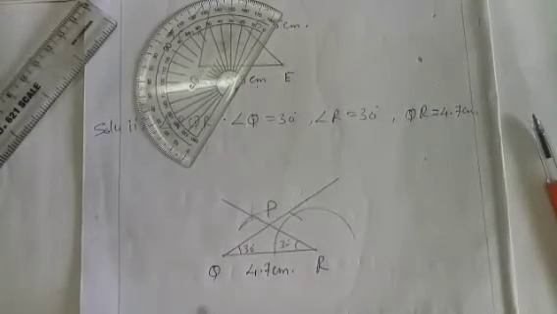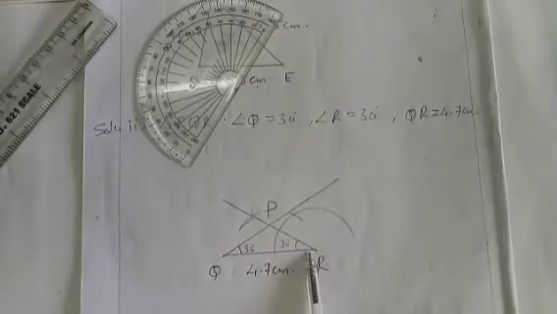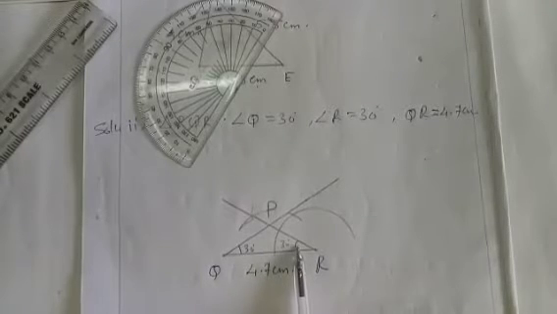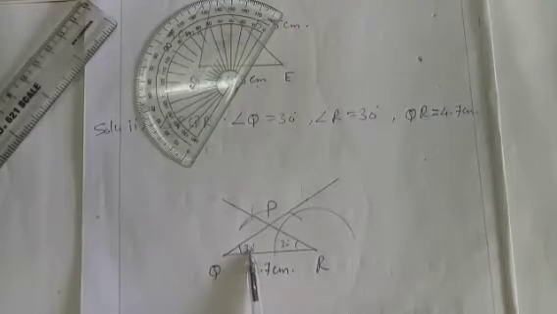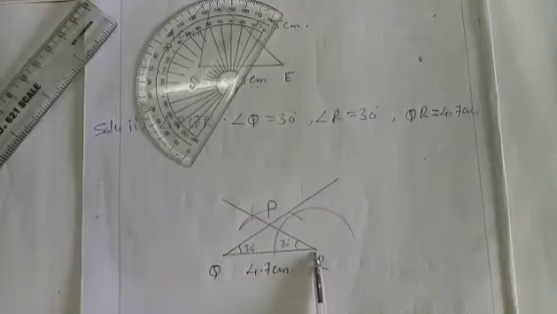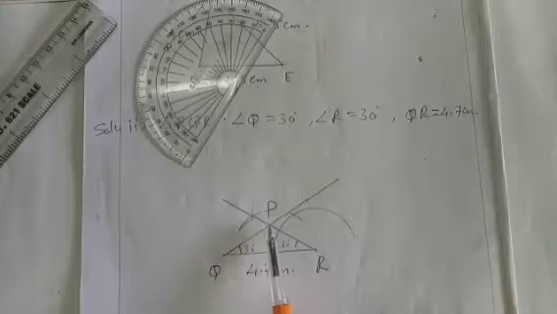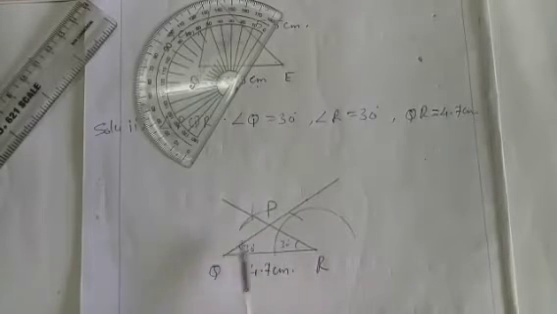Name it PQR. The steps of construction: draw a line segment QR of 4.7 centimeter. From point Q draw an angle of 30 degrees. From point R draw an angle of 30 degrees. Both angles will meet at a point; name it point P. Thus triangle PQR is obtained. Is it clear?